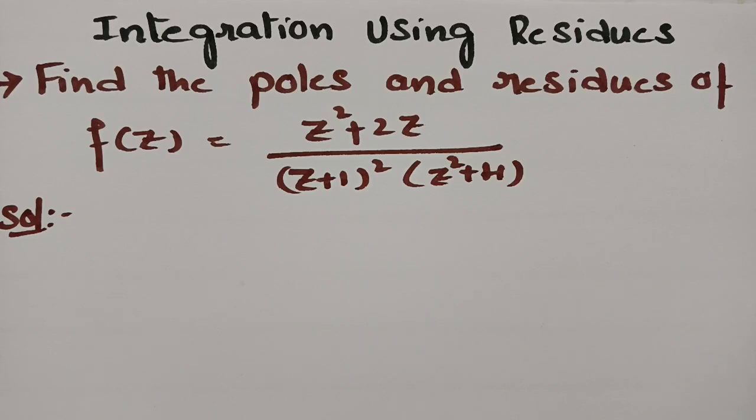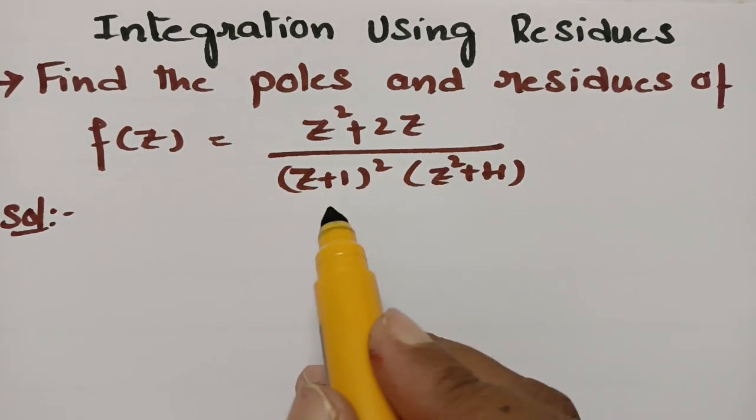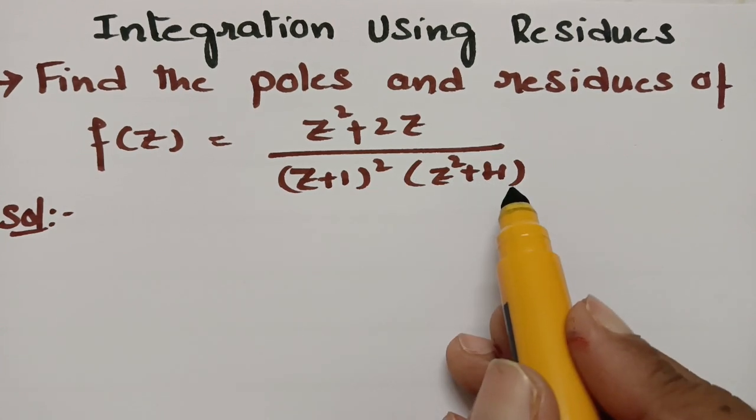Today's video is on integration using residues. In today's video, we are going to find the poles and the residues of the function f(z) = (z² + 2z) / ((z + 1)² (z² + 4)).